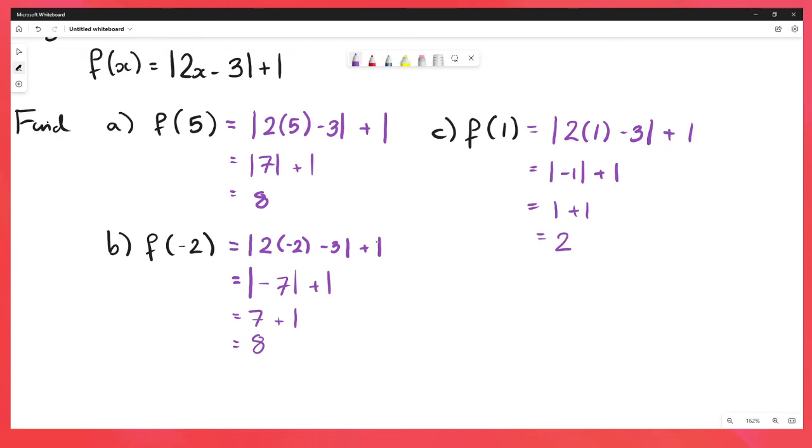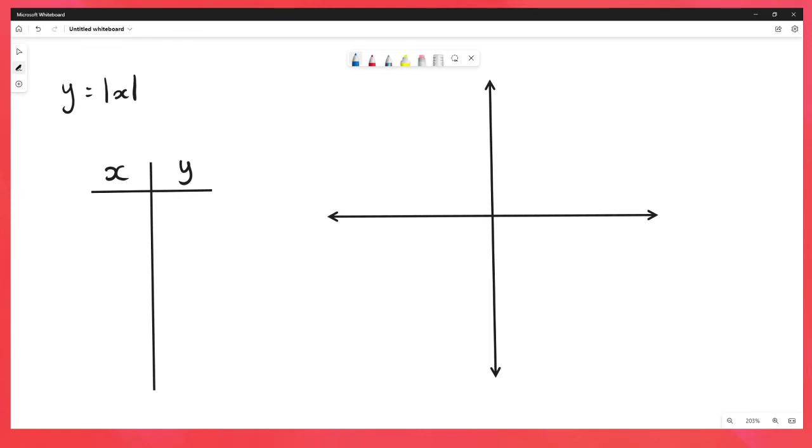This is a really important idea because modulus functions are very, very useful if you're only interested in how big something is. So what we're going to do now is just start to have a look at the graphs of these functions. So here we've got the function y equals the modulus of x. We're just going to start with the basic shape of this graph. So just so we can get an idea as to what's going on, we'll just work out some numbers and see what the graph looks like.